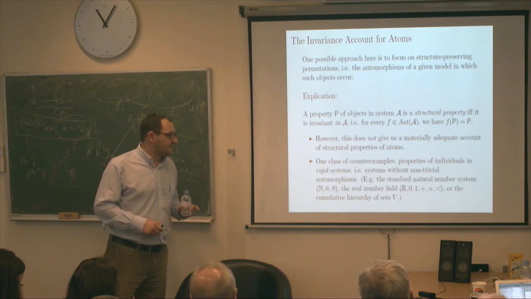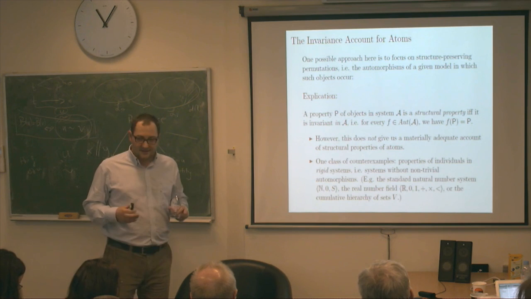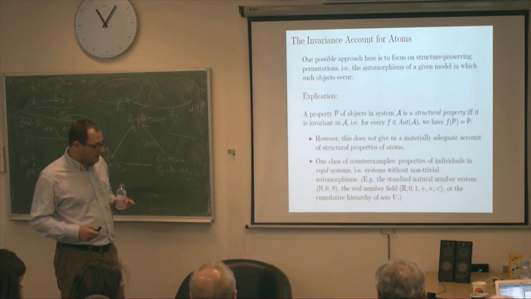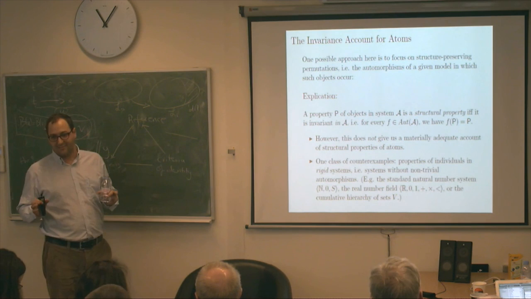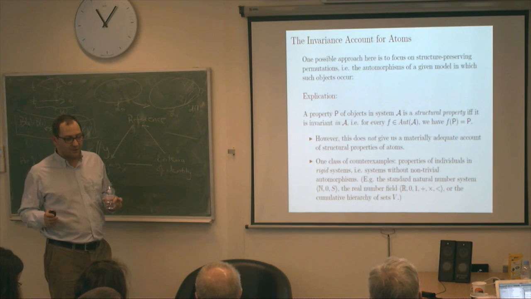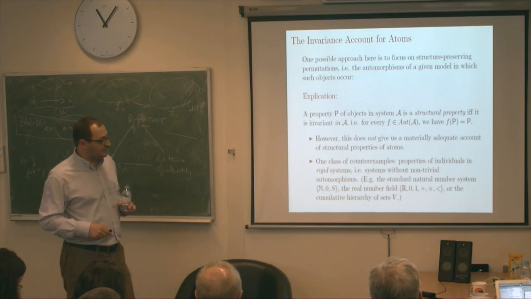And one important class of examples here are properties of individuals of rigid systems, that is, systems without non-trivial automorphisms. That is, systems where the only automorphism is the identity function. So take the natural numbers, the real number field, the cumulative hierarchy of sets. In each of these cases, any property conceived extensionally turns out to be a structural property, and clearly we don't want that. So take, for instance, Gödel's favorite numbers. That would turn out to be a structural property with respect to these systems. So this is clearly, from a philosophical point of view, undesirable.